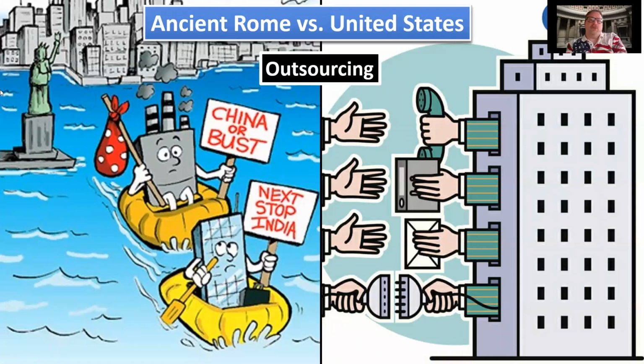So let's look at the difference between ancient Rome and some of the similarities between Rome and the United States. The first thing is that we often consider outsourcing a very new phenomenon. That's just simply not the case. Rome was one of those first major empires that actually did outsourcing.